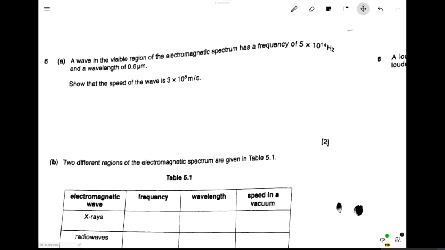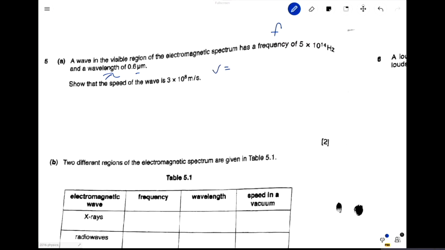Okay, favorite question. A wave in the visible region has a frequency. So this is f, frequency. Wavelength. What's the symbol for wavelength? Lambda. Micrometer. Micro, right? Micro is 10 to the power minus 6. Okay, so what's the formula between v and lambda?